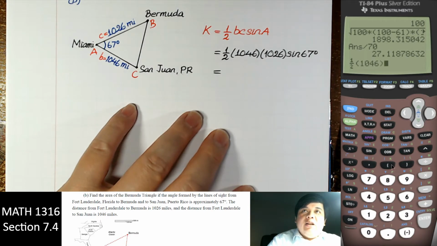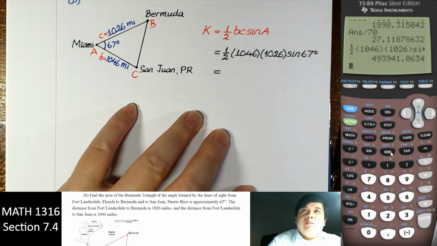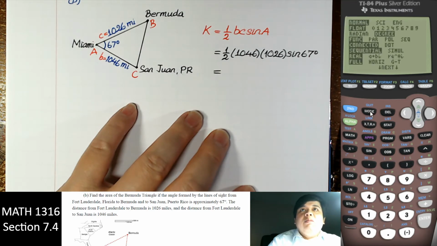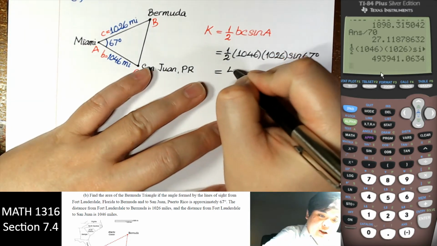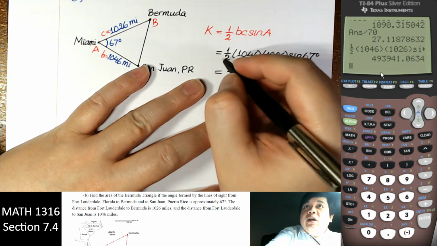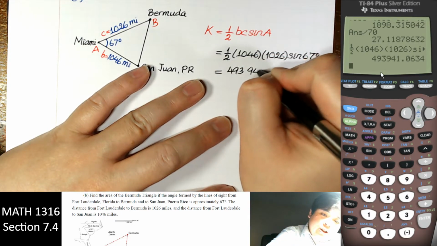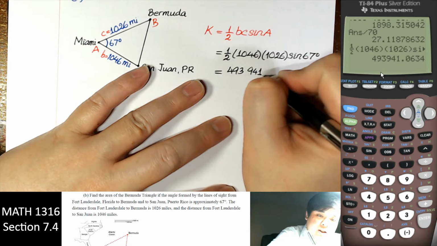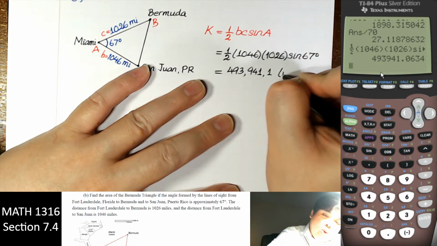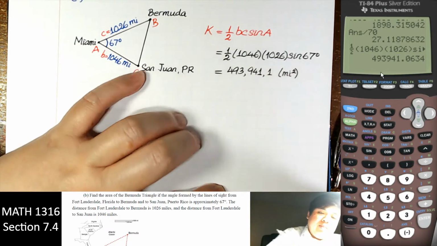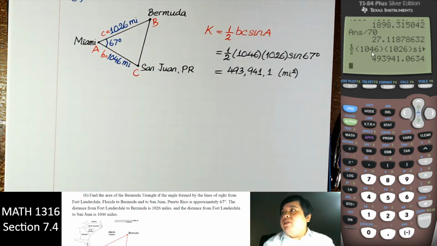0.5 times 1046 times 1026 times sine of 67, in degree mode. So when we do that, we have 493,941.1. Let's say this is square miles. That is the area of the Bermuda Triangle.